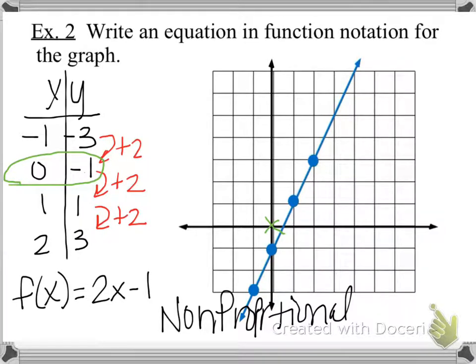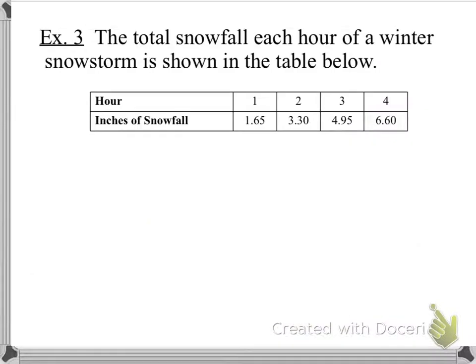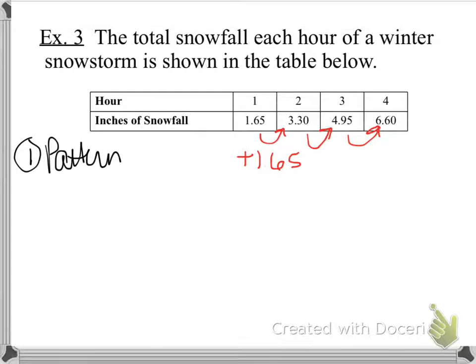Okay, so now let's go to a table. Here's the total snowfall for each hour over the course of 4 hours. Your process is still the same. First you want to find your pattern. To do that, you just find the rate of change between your y values, and in this case you are adding 1.65 every time. After that, you want to find your zeroth term.